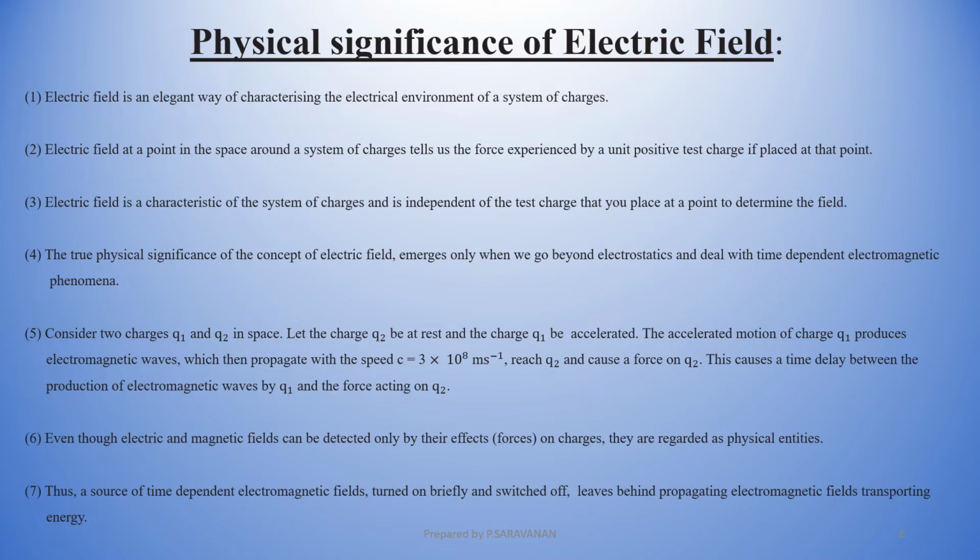The accelerated motion of the charge q1 will produce electromagnetic waves which then propagate with a speed c equal to 3 into 10 power 8 meter per second, and then these electromagnetic radiations will reach the charge q2, as a consequence of which a force is caused on the charge q2. But this causes a time delay between the production of electromagnetic waves by q1 and the force acting on q2.